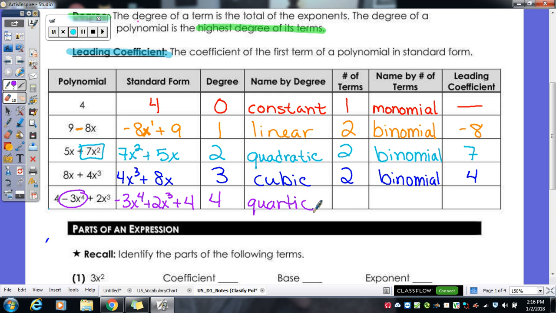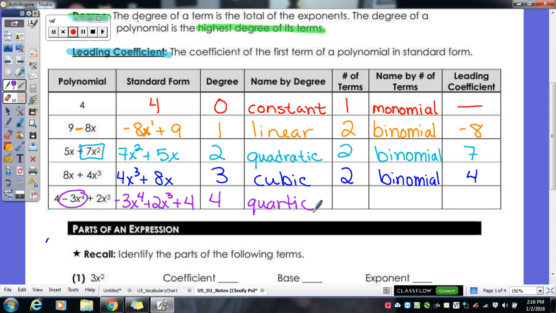So now beyond fourth degree, you guys don't really have to know, but they also don't really have any special names. If you got a fifth degree polynomial, they just call it a fifth degree polynomial. You got a 10th degree, they just call it a 10th degree polynomial. So there's no special names beyond the fourth degree.